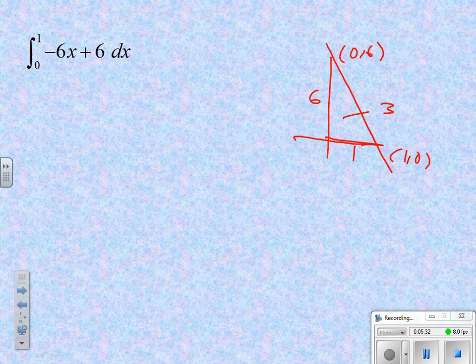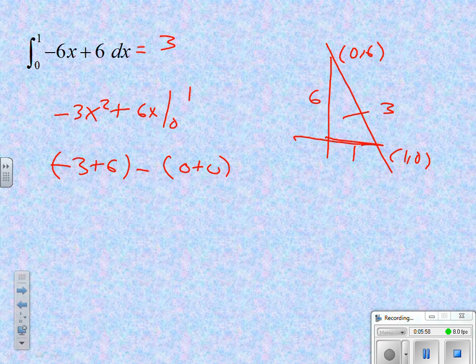But let's use the antiderivative technique to calculate it. Antiderivative of negative 6x, negative 3x squared. The antiderivative of 6, 6x, from 0 to 1. I'm going to plug the 1 in, and I'm going to get negative 3 plus 6, and then minus, plug the 0 in, I get 0 plus 0. And yes, we do end up with an area of 3, exactly as the triangle had predicted.